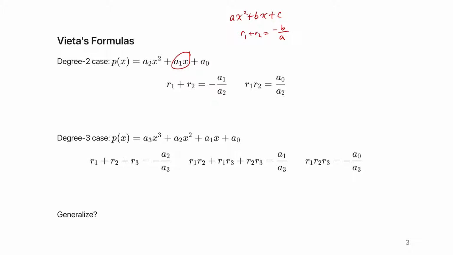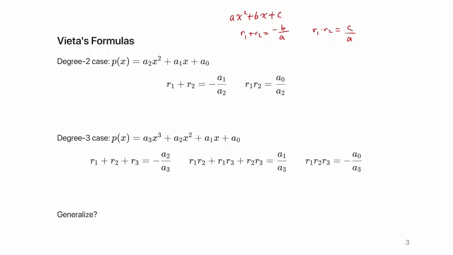And the product of the roots was the constant term divided by the coefficient on x squared. So the product of the roots was c over a. This sounds familiar? Cool. We also extended this to the degree 3 case, when we looked at polynomials of the form a3x cubed plus a2x squared plus a1x plus a naught. The sum of the roots was then negative a2 divided by a3.